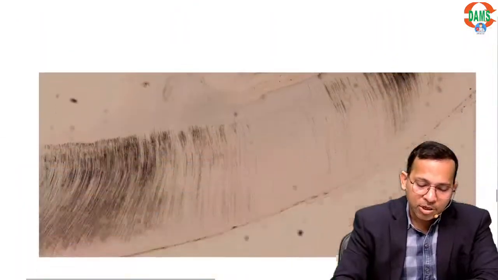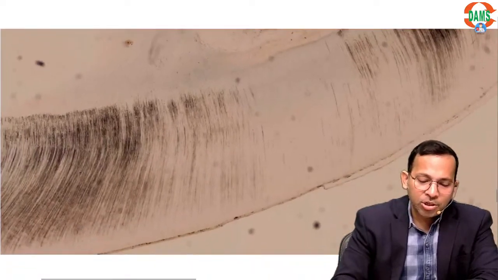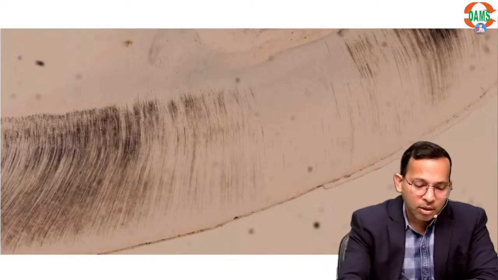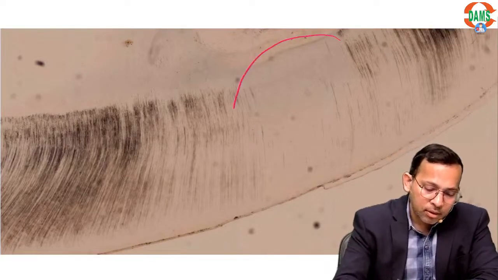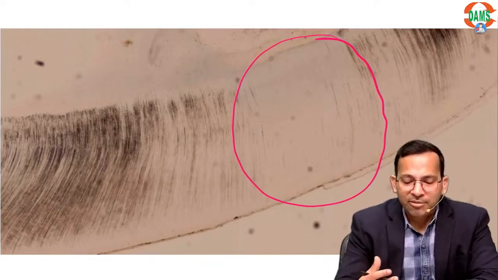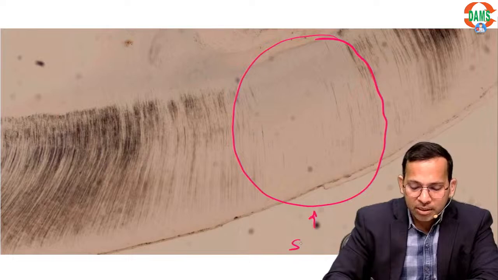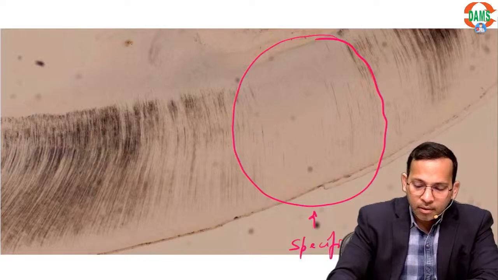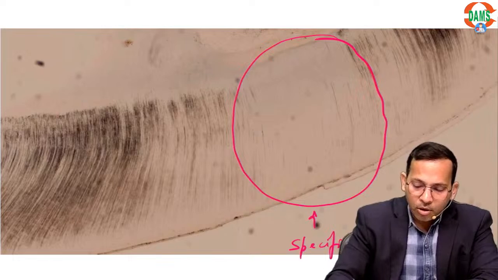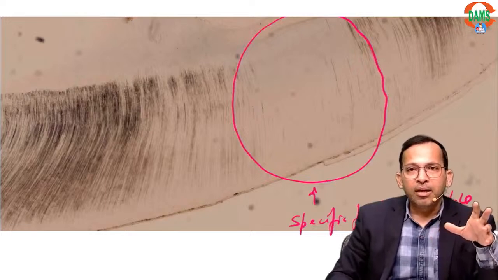So let's go to the next image. So this is the image of a ground section of root. What do you notice in this region? How do you classify this area of the tissue? So what is the specific feature visible in this portion of the tissue?